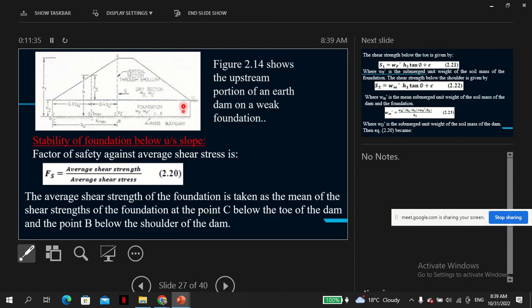So this is the diagram. For the stability of the foundation below the upslope, the factor of safety is the average shear strength over the average shear stress. The average shear strength of the foundation is taken as the mean of the shear strength of the foundation at the point C below the toe of the dam and at the point B below the shoulder of the dam.